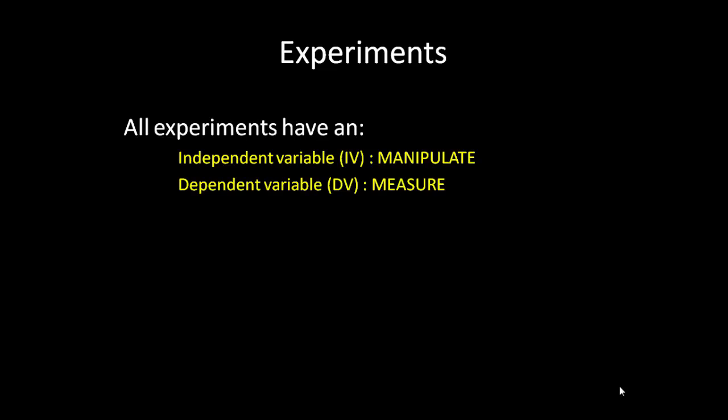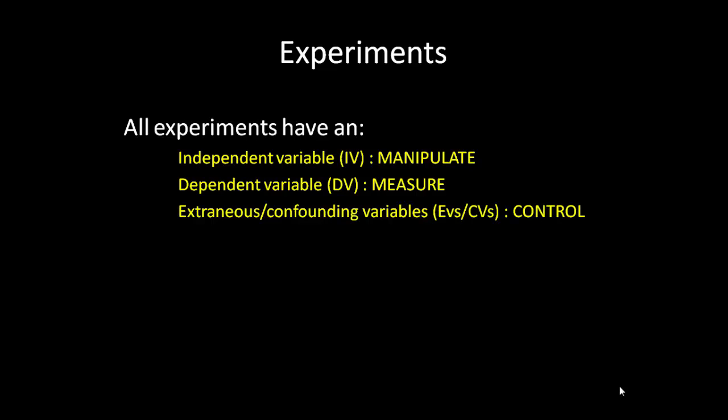So, experiments. All experiments have an IV, an independent variable, which the researcher manipulates. They have a DV, a dependent variable, which the researcher measures, and extraneous variables which the researcher controls. Now, extraneous variables are all of the variables outside of the IV that can confound or mess up the results of the experiment if they're not controlled.